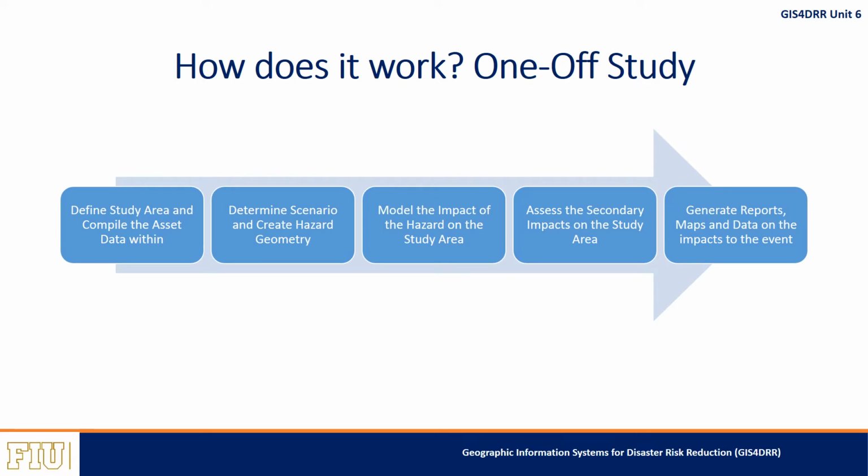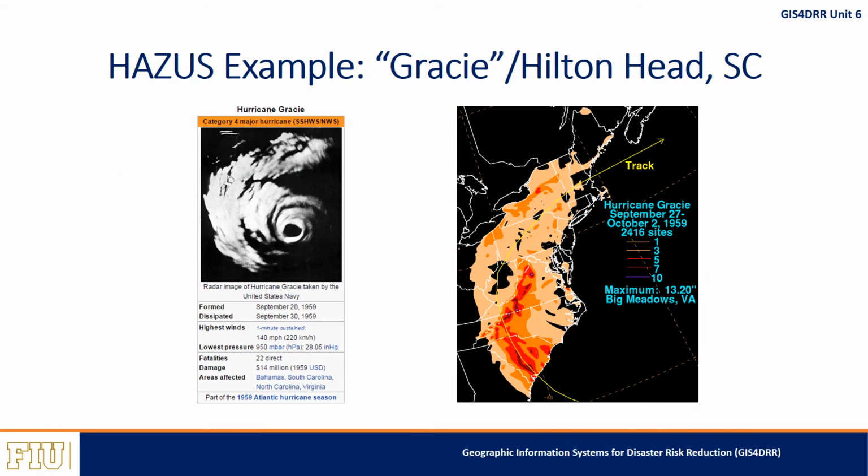As depicted in this graphic, an event-specific one-off study is a linear process where the study area is identified, the hazard is determined, the impacts are modeled, and reports are generated. Let's have a look at an example from the real world. Let's look at an event-specific example.